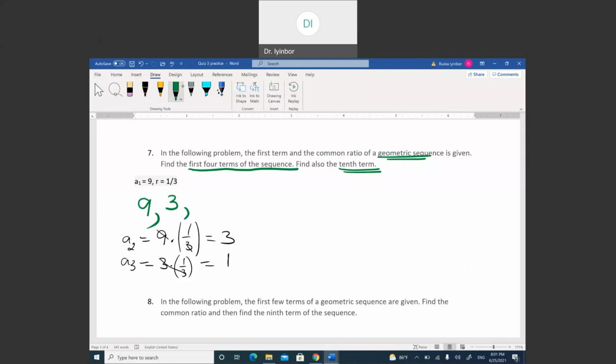And then I'm going to do one more. I need to find one more, A4. So I'm going to get the previous one, which is 1, and I'm going to multiply by 1/3. So here nothing cancels, so my answer is going to be 1/3.